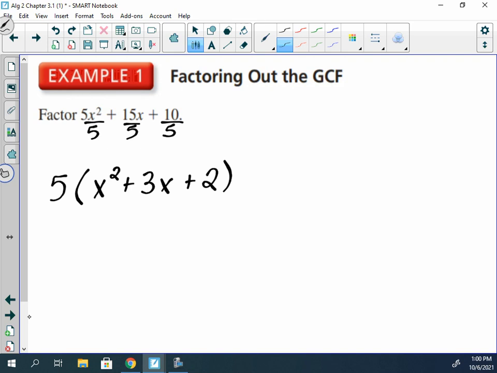And what's nice about this here is that now we're dealing with smaller terms. Because instead of 5x squared, we just have x squared. Instead of 10, we have 2. And that's it. We don't have any other common factors, do we? Okay, so that finishes step 1.